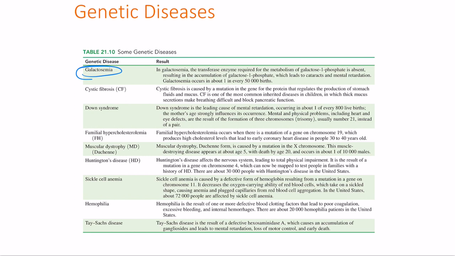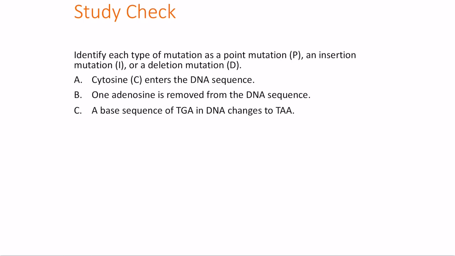You have familial hypercholesterolemia, which occurs when you have a mutation in the gene on chromosome 19, which results in high cholesterol levels that can lead to early coronary heart disease in people who are 30 to 40 years old. You have muscular dystrophy, Huntington disease, sickle cell anemia, hemophilia, and Tay-Sachs syndrome. These are all examples of genetic diseases.